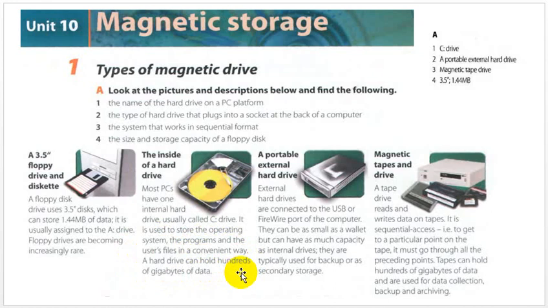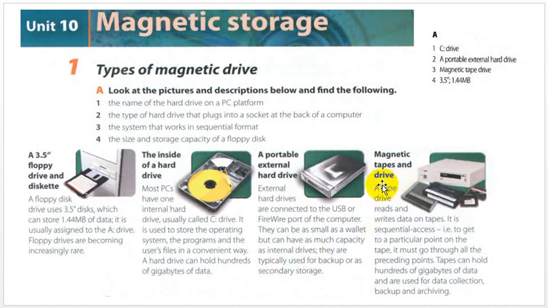Yes, right. A portable external hard drive. What is a portable external hard drive? External hard drives are connected to the USB or FireWire port of the computer. They can be as small as a wallet, but can have as much capacity as an internal drive. They are typically used for backup or as secondary storage.